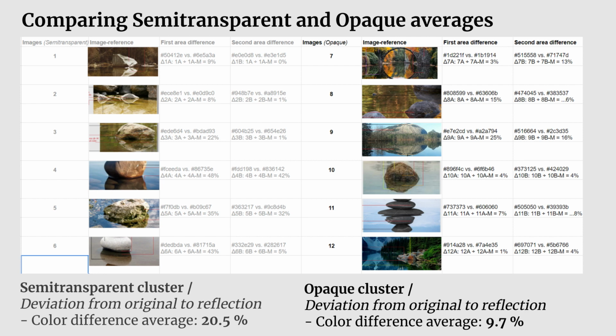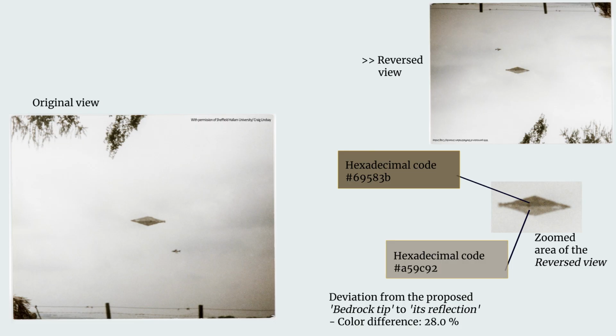The results are a color difference average of 20.5% for the semi-transparent examples, and a color difference average of 9.7% for the opaque examples. So if we now calculate the difference for the diamond shape object, and revisit this slide, we find that the color values between the proposed bedrock tip and its reflection result in a difference of 28%.